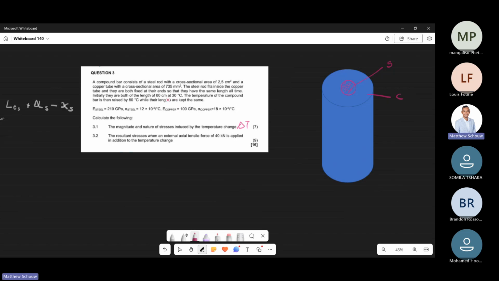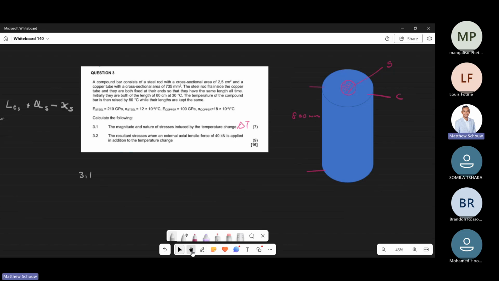The length doesn't matter, it's 80 centimeters, but we don't really need the length. We only need the length if they're asking for the increase in length. So that's an 800 more setup. And for 3.1, we're experiencing a change in temperature.